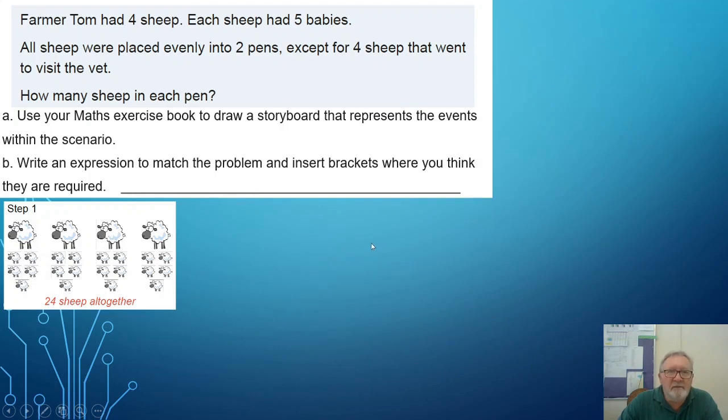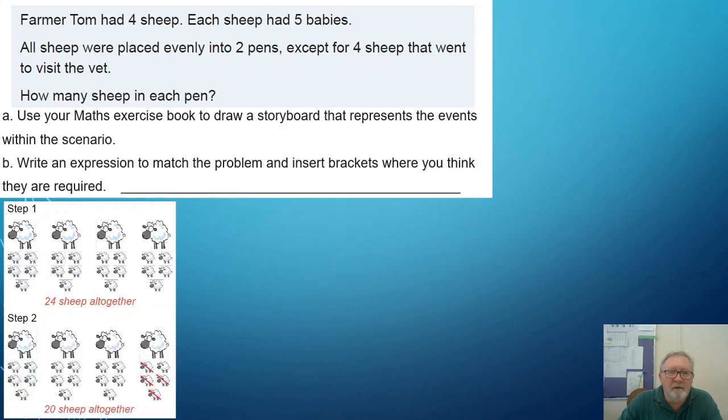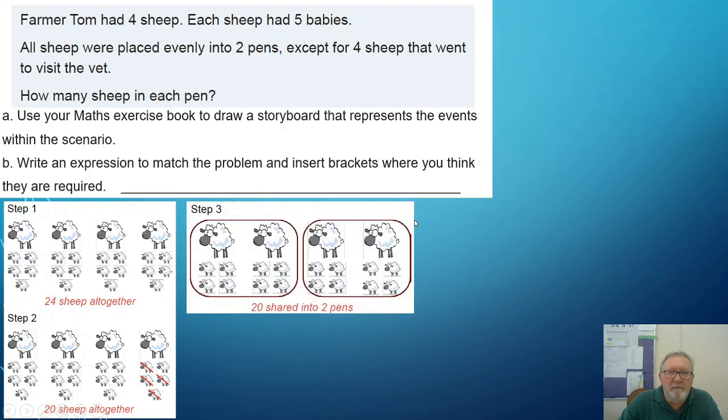All right, the next thing we're told is that all the sheep were evenly placed in pens except for 4. All right, let's take away those 4. So that leaves us with 20 sheep that are placed into 2 pens. 20 shared into 2 pens, of course, is going to be 10 in each. So the expression that matches that, 4 lots of 6, take away 4, and then shared evenly into 2 pens is divided by 2.